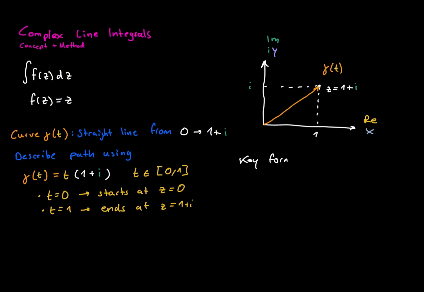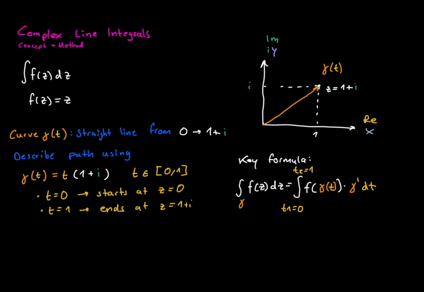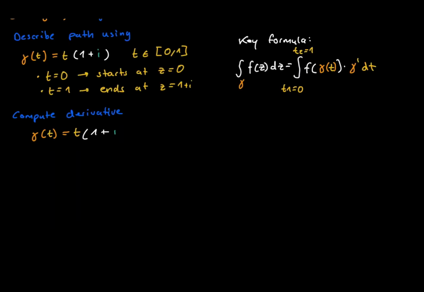Now we use the key formula. We replace z by gamma of t and dz by gamma prime times dt. So the integral becomes the integral from 0 to 1 of f of gamma of t times gamma prime of t dt. Next, we compute the derivative. Gamma prime is 1 plus i.